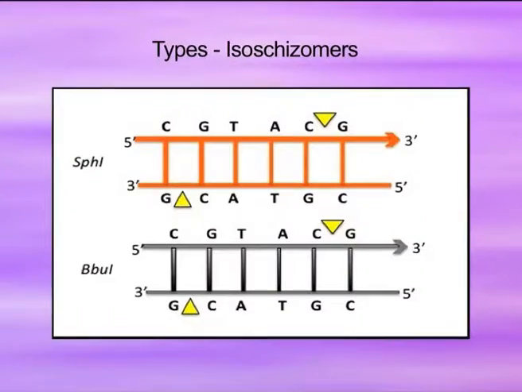Let us understand this with the help of a diagram. As we can see, there are two enzymes, SphI and BbuI. They are recognizing this particular recognition site. Now, as we can see, both of the enzymes, though isolated from different bacterial strains, are able to cut at the specific restriction site, and that too at a particular specific point. Hence, the two enzymes are fighting for the same restriction site. So these two are isoschizomers.